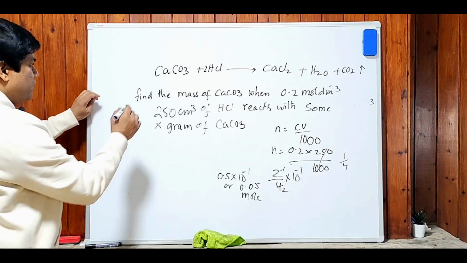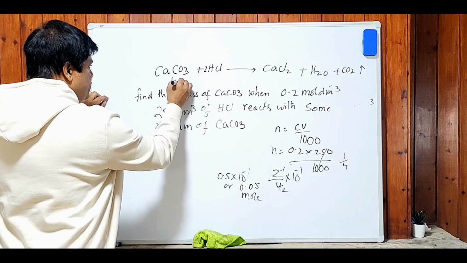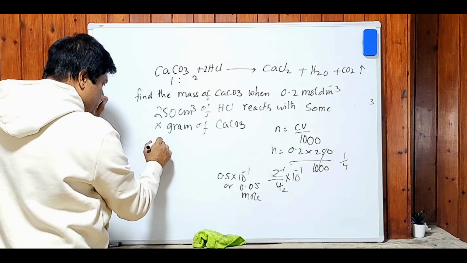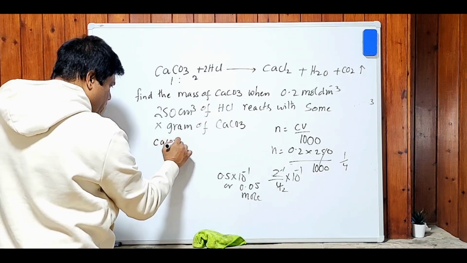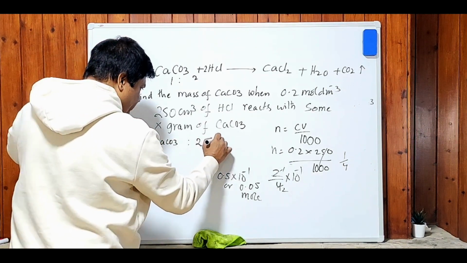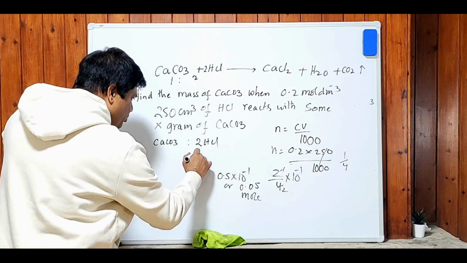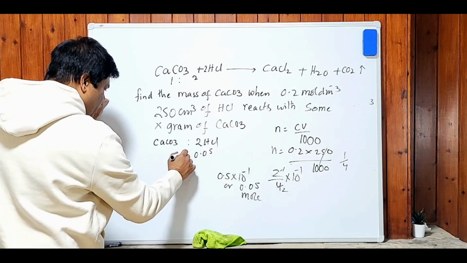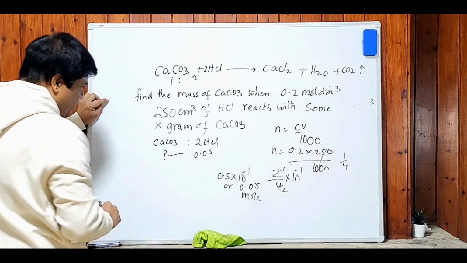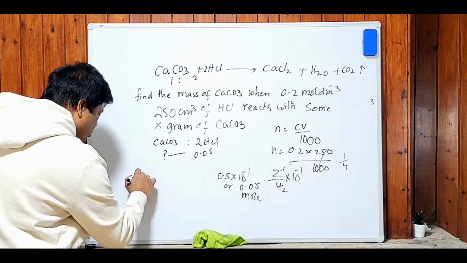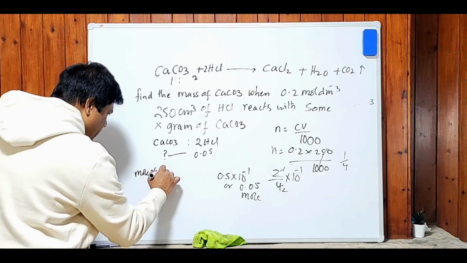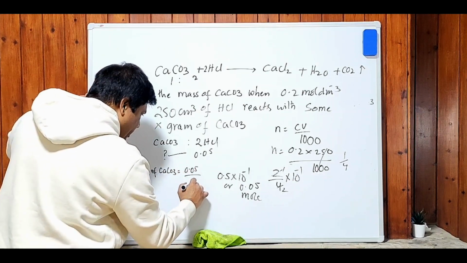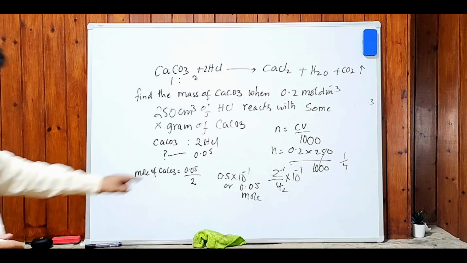What's the theoretical ratio? 1:2. So CaCO3 versus 2HCl. I got 0.05 mole. Yeah, you have to work out the mole of CaCO3 first. So mole of CaCO3 is nothing but 0.05 divided by 2. Is that okay, guys? Yeah, so we have to divide this by 2.